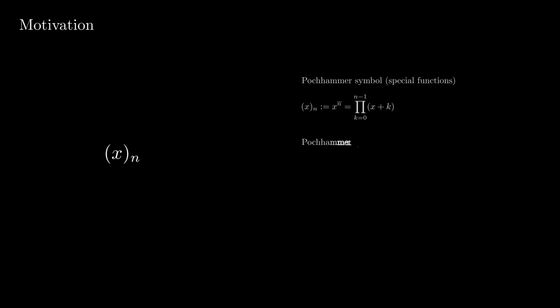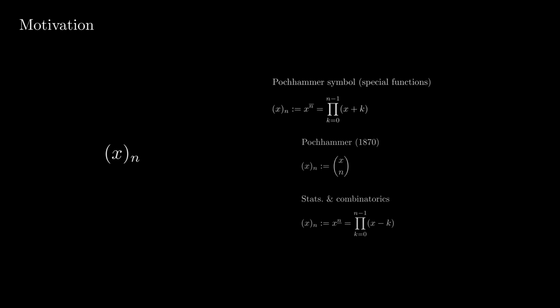However, Pochhammer himself used the notation to denote the binomial coefficient. To complicate matters further, in statistics and combinatorics, the notation is used for the falling factorial. This means the meaning of the notation heavily depends on the context and is often ambiguous.